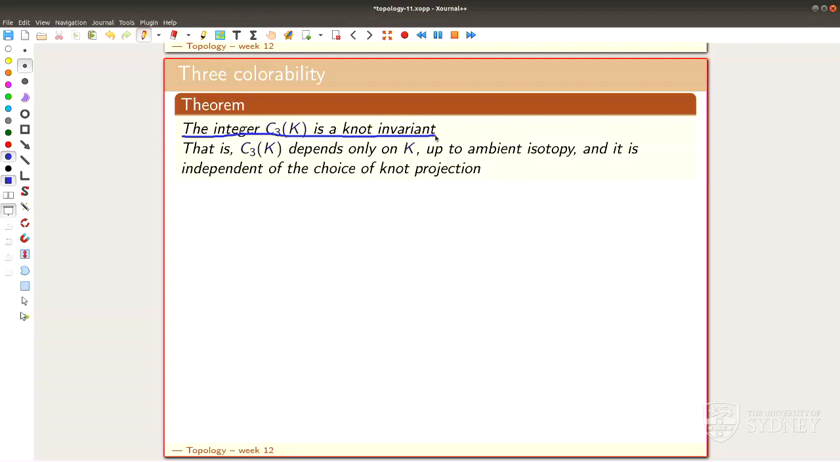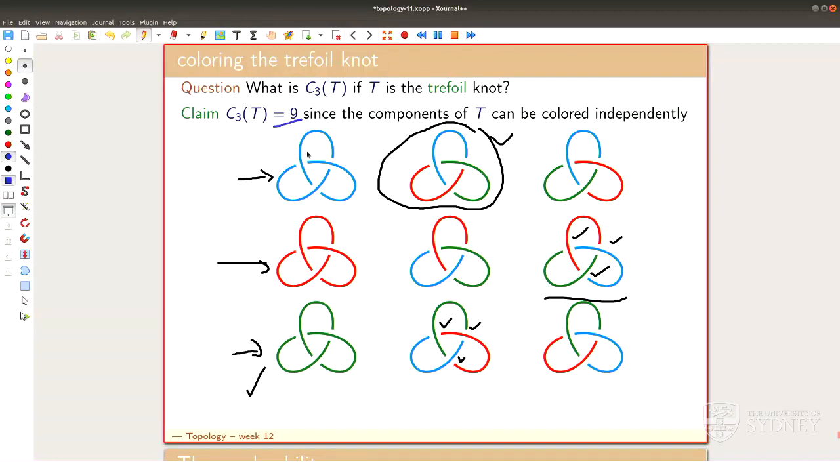And the formal statement is it is a knot invariant. And knot theory is about writing down knot invariants. So here, for the trefoil, we get 9, for example. The number for the trefoil is 9. The number for the unknot is 3. They can't be the same. Makes some sense?